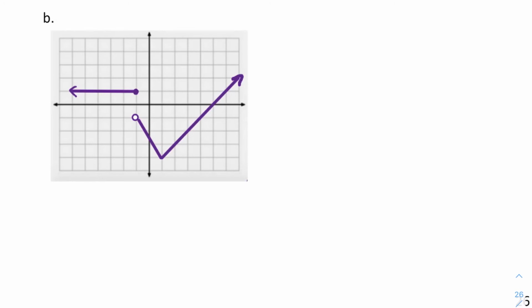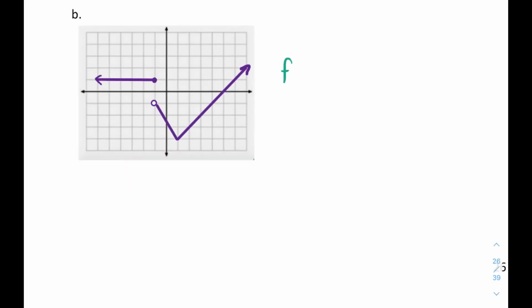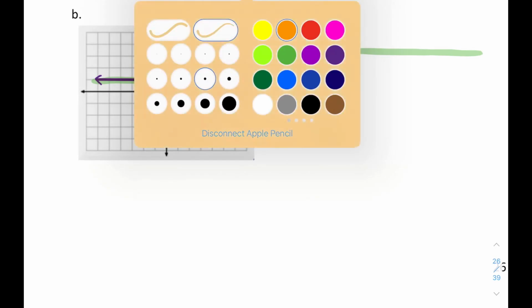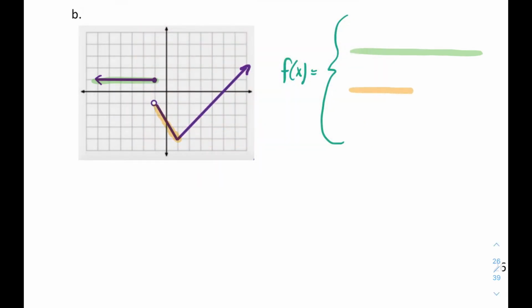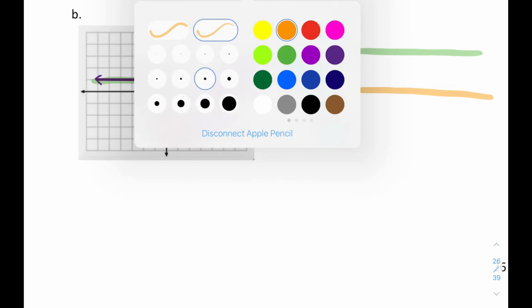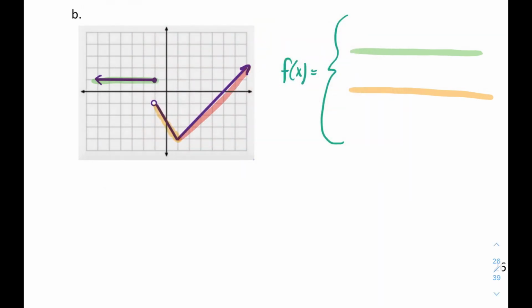Now this one has 3 separate pieces. So let me kind of lay it out here. It almost looks like it could be done with 2, but you can't use an absolute value function for that one on the right because that piece in orange has a different slope than the piece that I just highlighted in red. So I'm going to use 3 pieces.